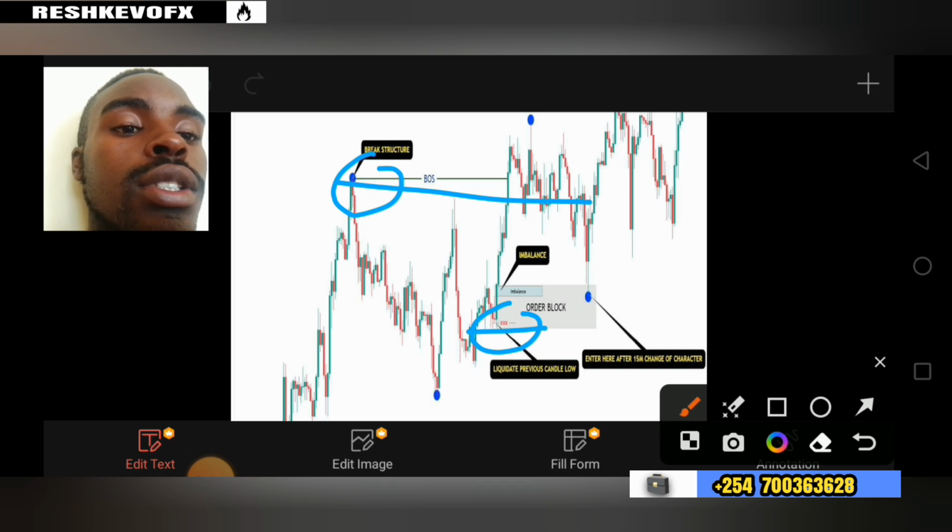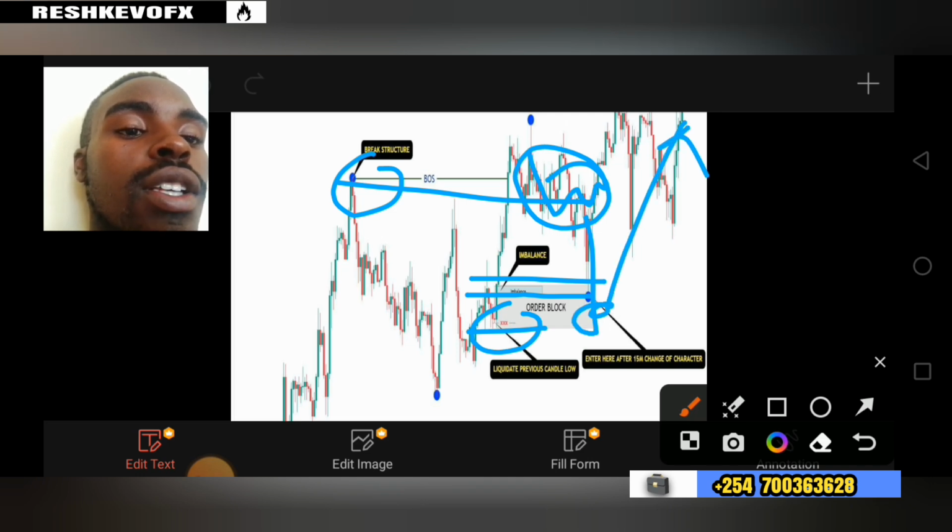Then there is something that we call imbalance that has occurred. So this is a ranging market, this is imbalance. Then we come back there, and we go up. Right? That is a valid order block.